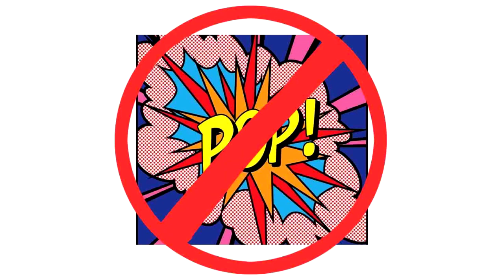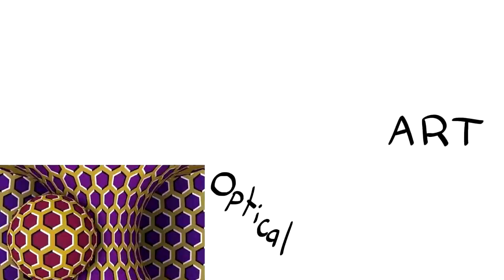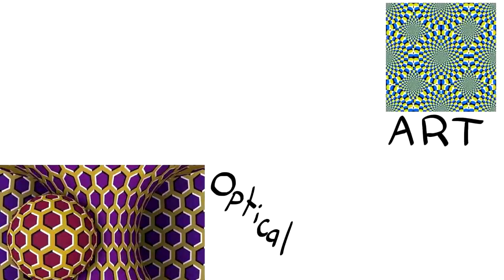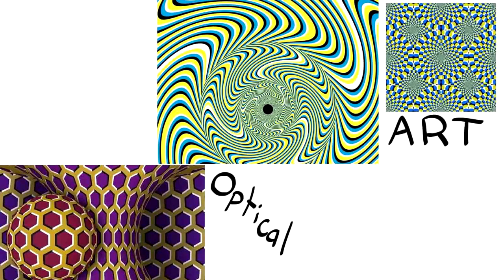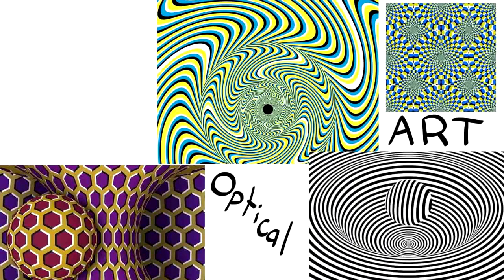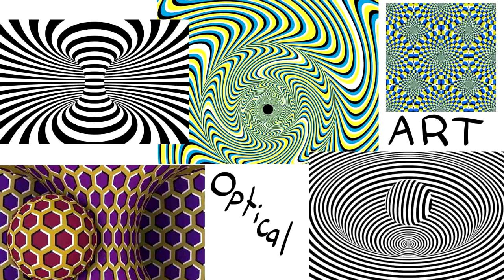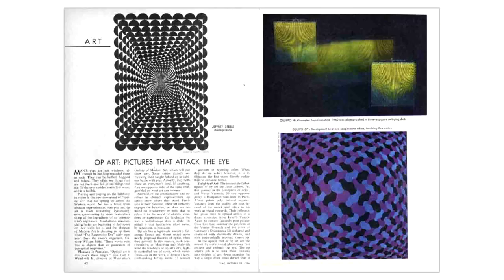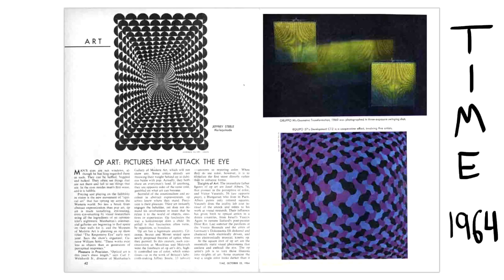Let's learn about op art, not to be confused with pop art. Op art stands for optical art, art that uses optical illusions. These are pieces that trick the brain into thinking something is happening that couldn't really happen in real life. The name op art was coined by Time magazine in 1964.